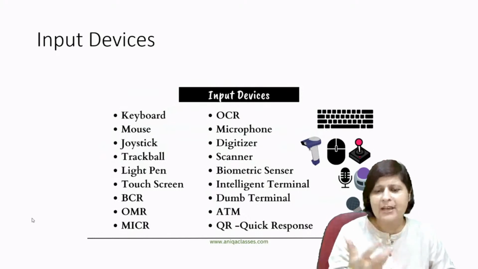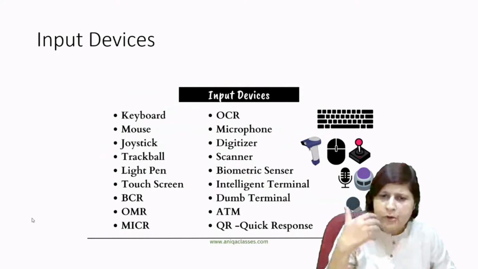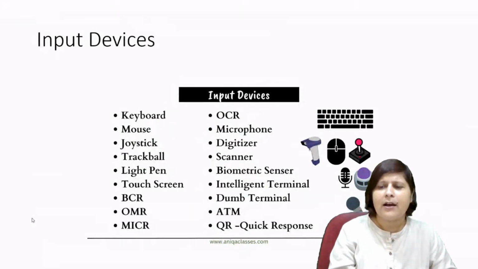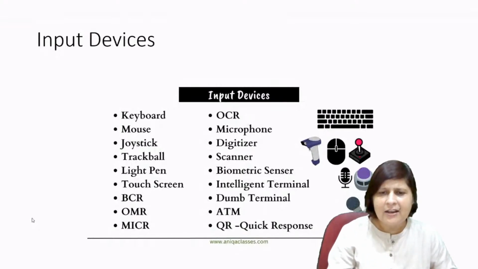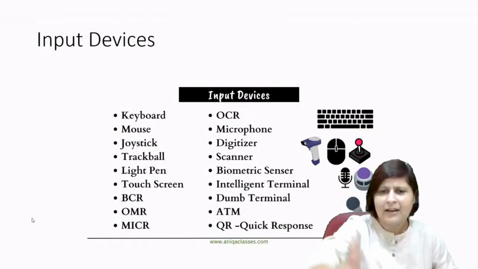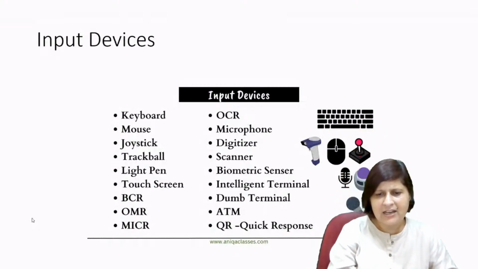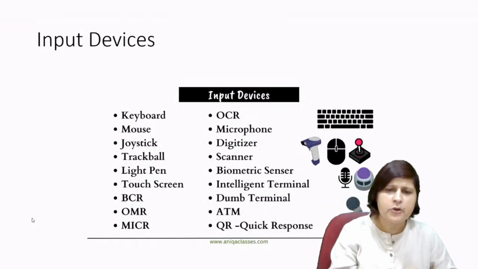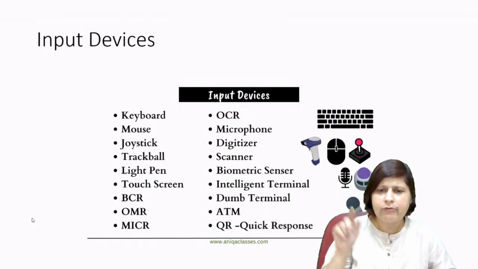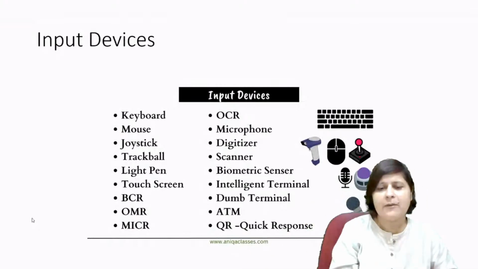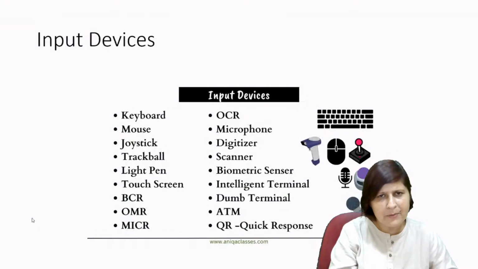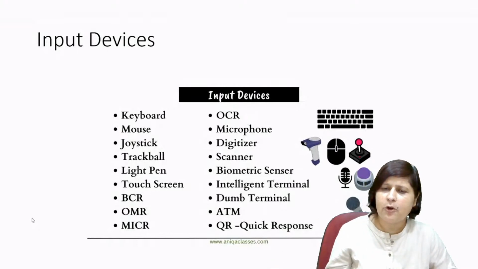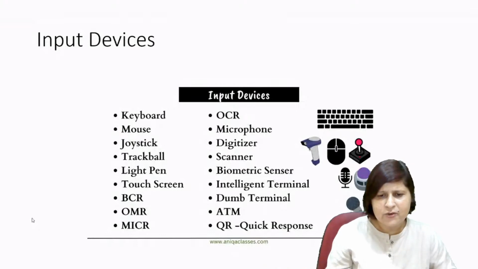Microphone: right now I'm using the microphone as an input device, right? Digitizer helps in inputting data like your maps and other things. Scanner: with the help of a scanner, you scan the data and that is displayed on your screen. Biometric sensor: when you press your finger to give your attendance, that is the biometric sensor. When you press your finger on the biometrics, it inputs your attendance, right?